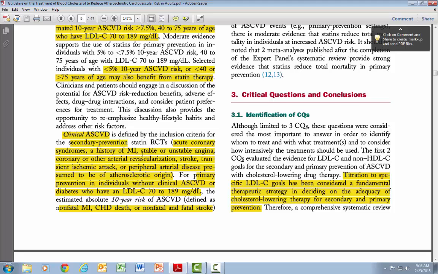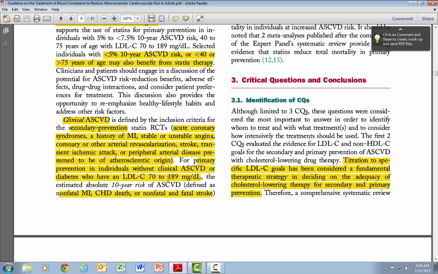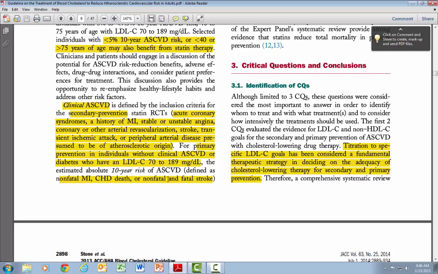What is clinical atherosclerotic cardiovascular disease? Acute coronary syndrome, history of MI, stable or unstable angina, any type of revascularization, any stroke, any TIA, any PAD. For primary prevention, remember your goal, okay? In addition to that, the 10 year risk of atherosclerotic cardiovascular disease is defined as non-fatal MI, CHD death, or non-fatal or fatal stroke.